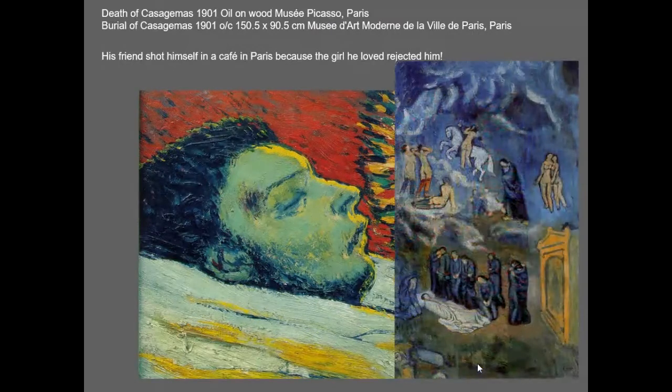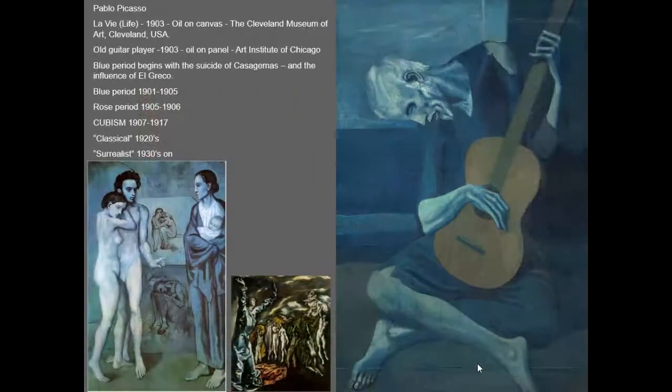This is a less well-known piece. This is The Funeral of Casagemas, and it looks a little bit like a painting by El Greco that really does have that feeling of rising action moving upward in space. You definitely see, after Casagemas' suicide, though, Picasso painting almost exclusively in monochromatic tones of blue. And so this begins his blue period. That lasts from about 1901 to 1905.